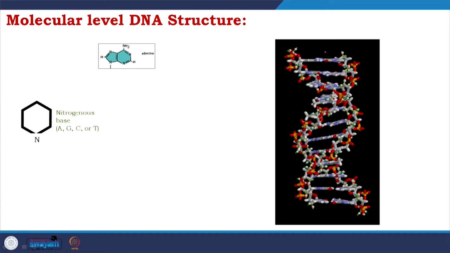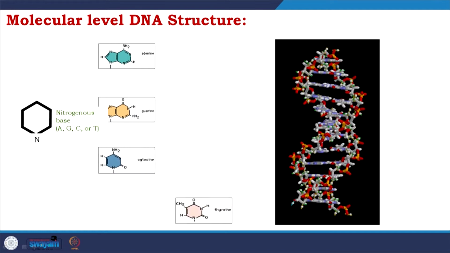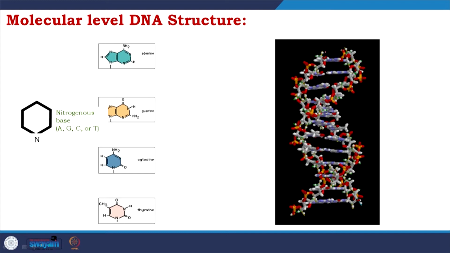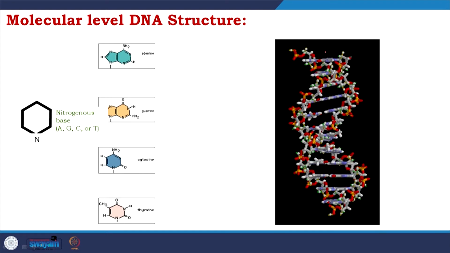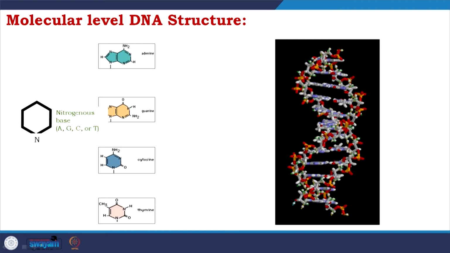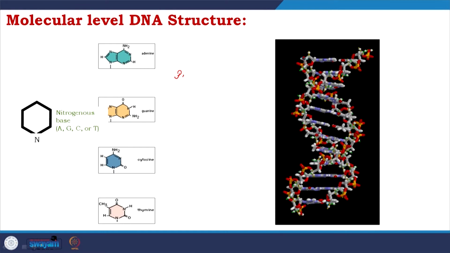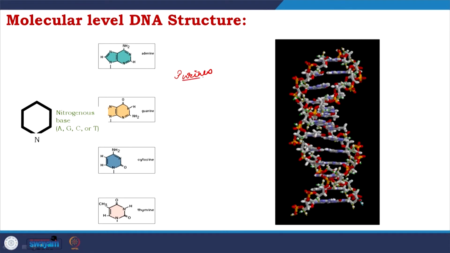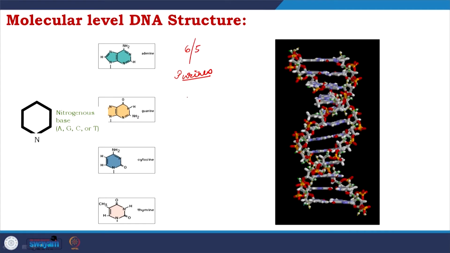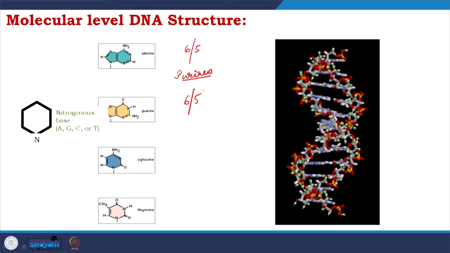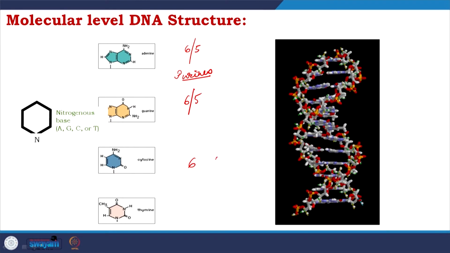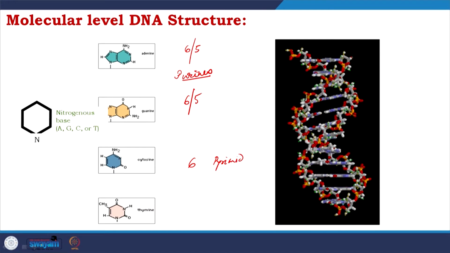The nitrogenous bases are of 4 types: adenine, guanine, cytosine and thymine, as I told, but among those 4 they are also divided into 2 classes. Adenine and guanine are called purines. Here there is a 6-membered ring followed by a 5-membered ring. Whereas cytosine and thymine have only a 6-membered ring and they are called pyrimidines.